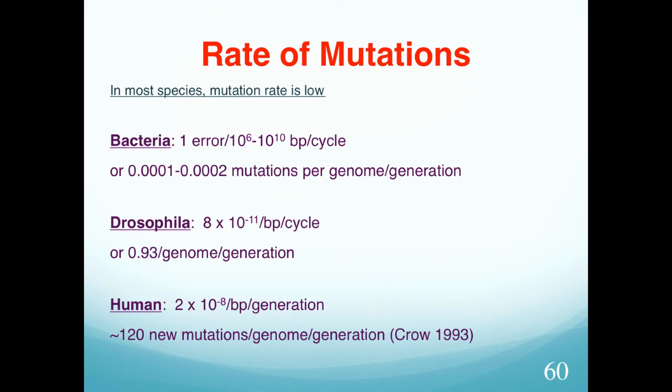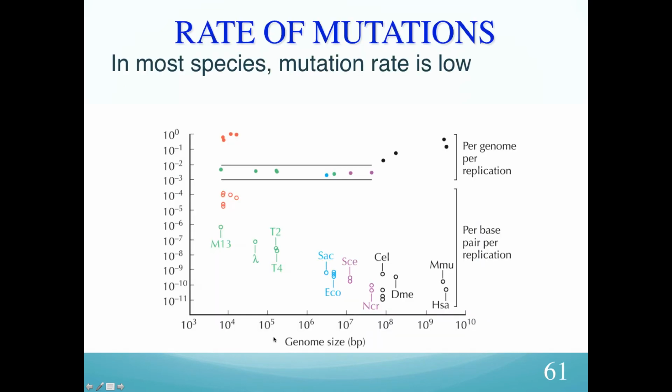It's much lower in most other species, including bacteria, which have 1 error in every million or so base pairs per cycle. Fruit flies, 1 out of every few hundred billion. That yields about 120 new mutations per genome per generation.